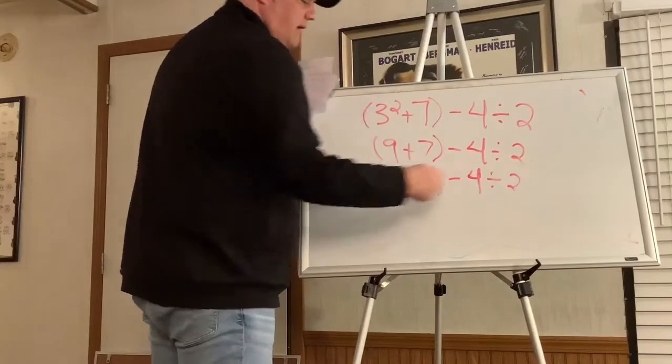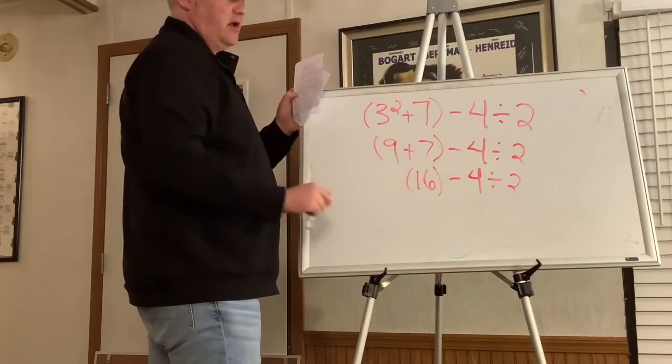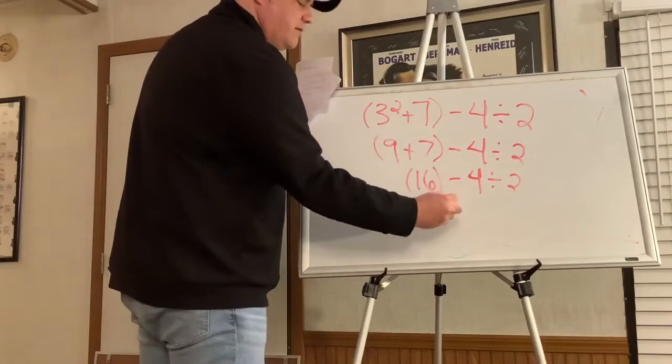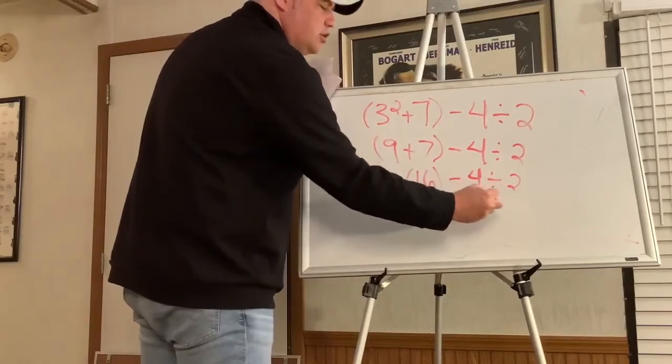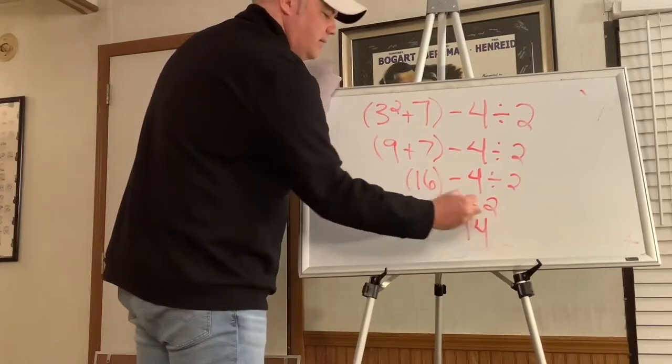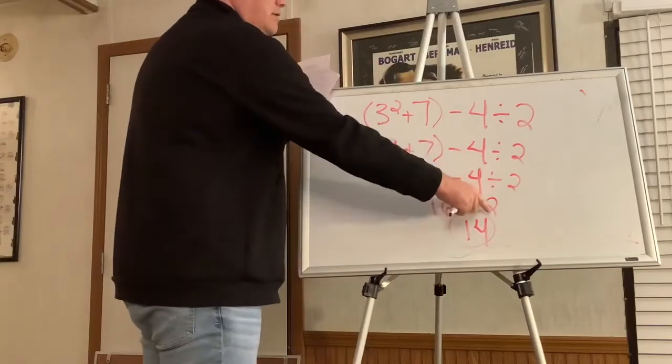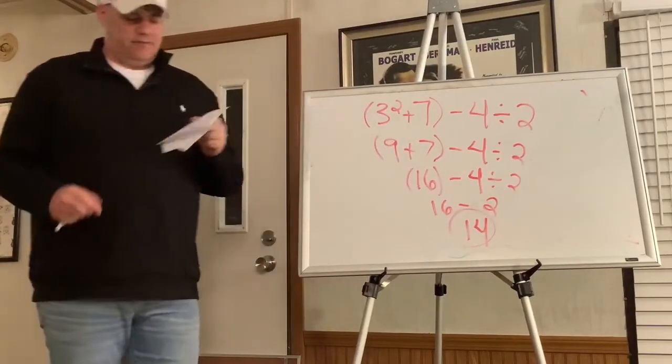Okay, and now it doesn't matter if that's in parentheses or not. You're done in there. But you do have to do your division first. 4 divided by 2 is 2. So 16 minus 2, and so that's 14.